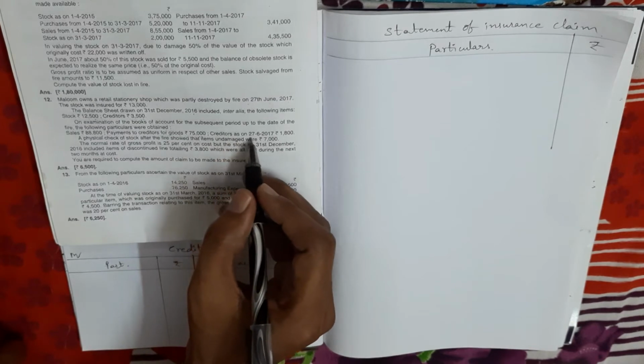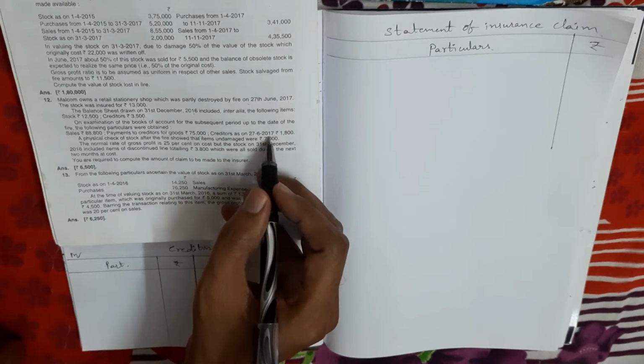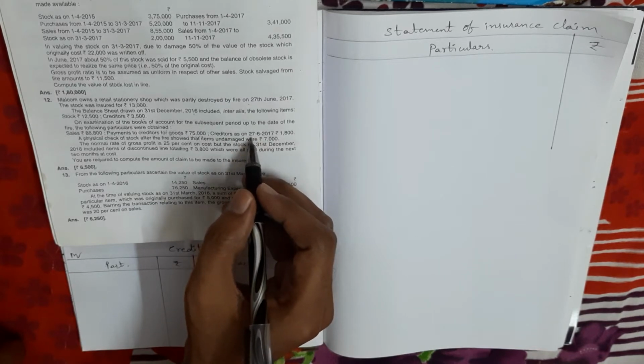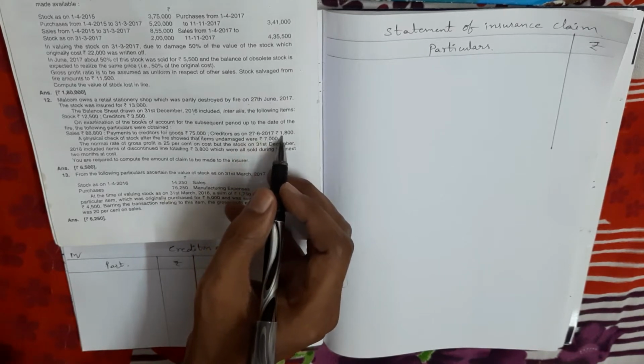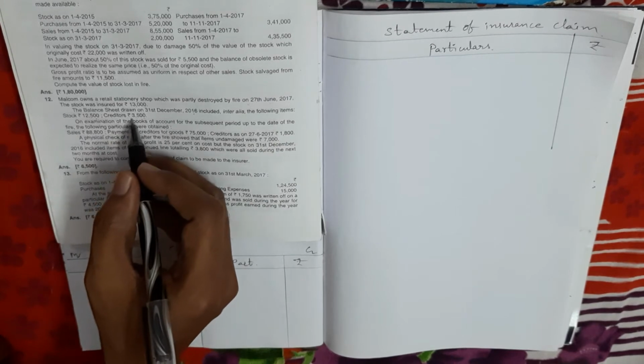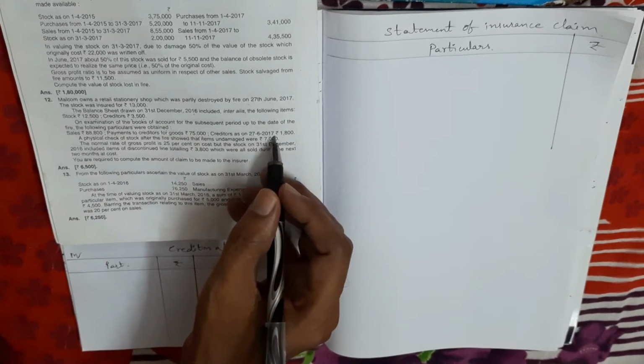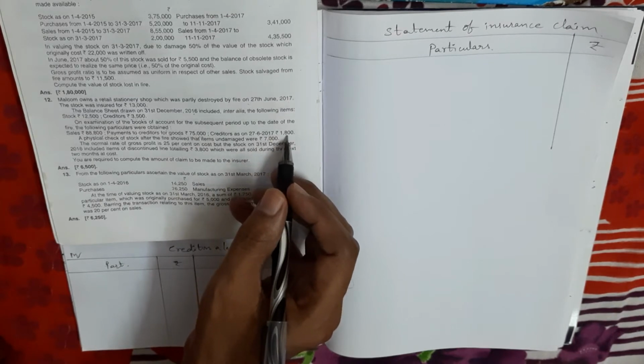Next, creditors as on 27/6/2017, up to the date of the fire accident, we take this as closing creditors amount, 1,800 rupees. So this is last year's closing, which we take as present year opening, and the current year amount on the date of the fire accident is given as 1,800. This amount we take as the closing balance.